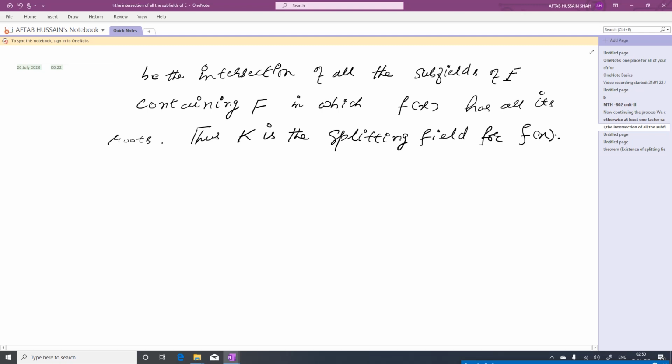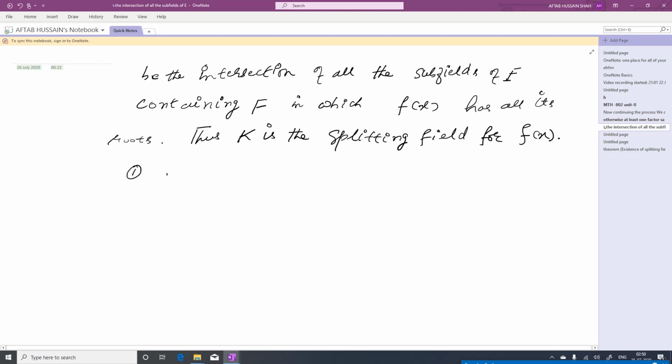So the splitting field of a polynomial exists. Later on, we are going to prove that if there are two splitting fields, they are going to be isomorphic. So the splitting field of a polynomial would be unique. Now there is a bound on the degree of extension of a splitting field. Before going to deal with this theorem, let me recall what we did in the example.